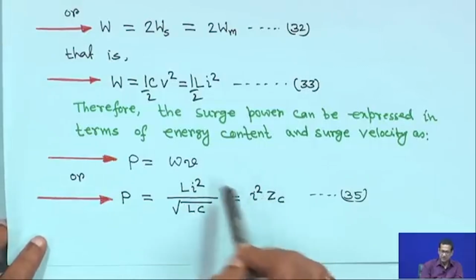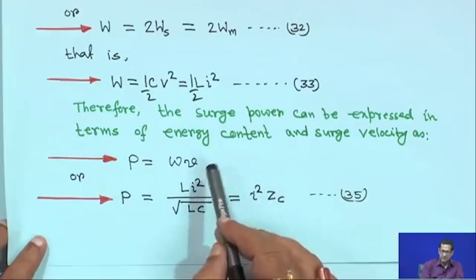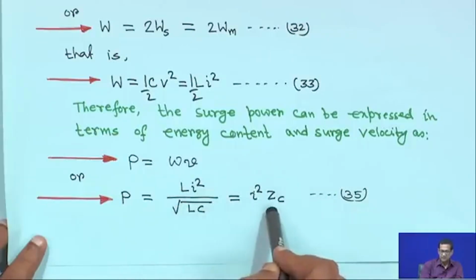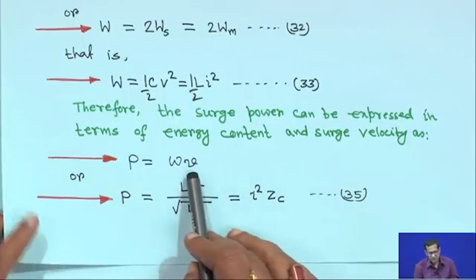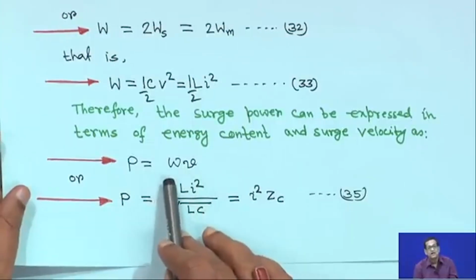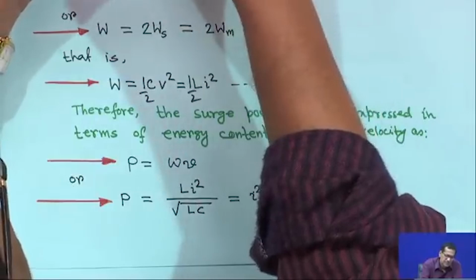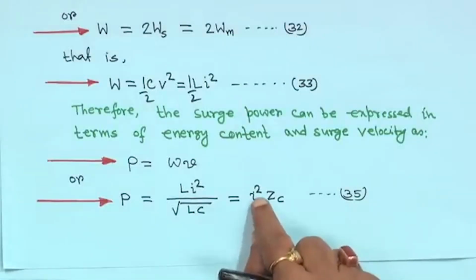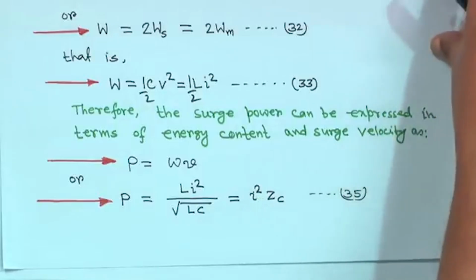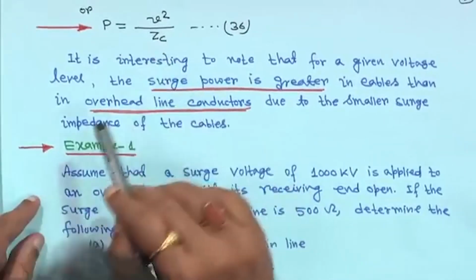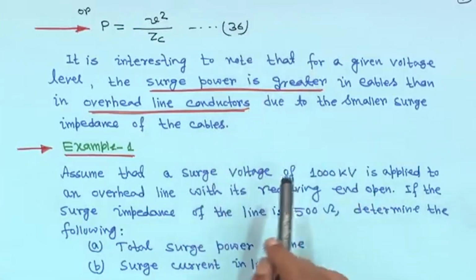If you substitute here all I and Z in terms of this, you will get P is equal to W into V. So, it is actually I square ZC. So, this is what you call the surge power, P is called the surge power. Another way you can write this is V square by ZC, because I is equal to V by ZC. So, it will be V square upon ZC square, one ZC in the denominator will be cancelled. Therefore, you can get P is equal to V square by ZC. So, this is equation 36.